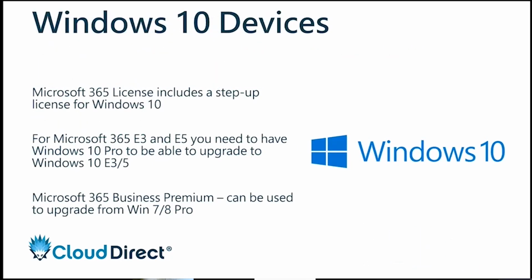Windows 10 is a key component of the M365 licenses. You do get a step-up license to Windows 10 across all of them. In E3 and E5, you get Enterprise E3 and Enterprise E5. You need to have a base Windows 10 Pro license to then utilize those licenses. The M365 Business Premium license can be used to upgrade from Windows 7 and 8 Pro to Windows 10 as well. It's not a full-blown enterprise license. It's sort of a halfway house between Pro and Enterprise.